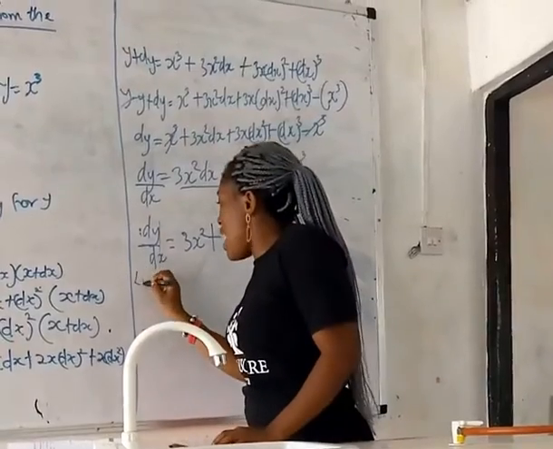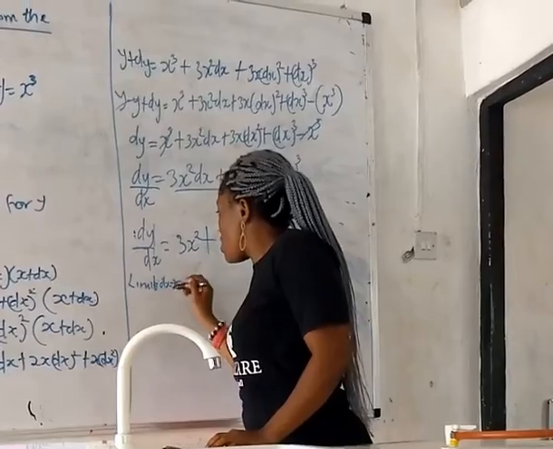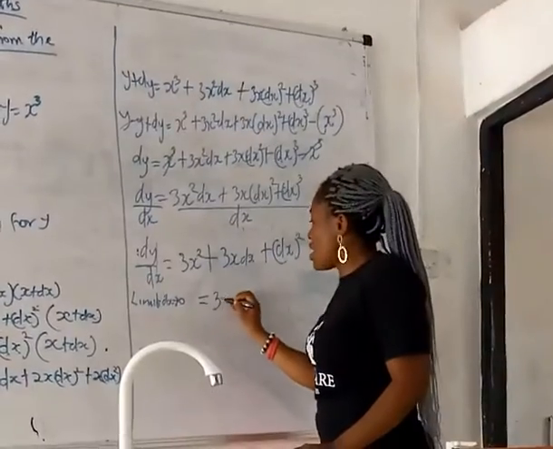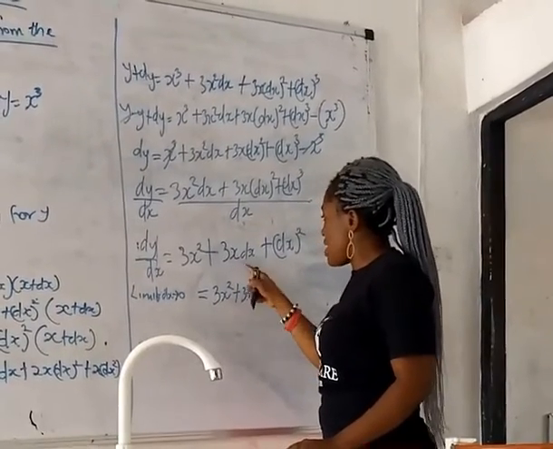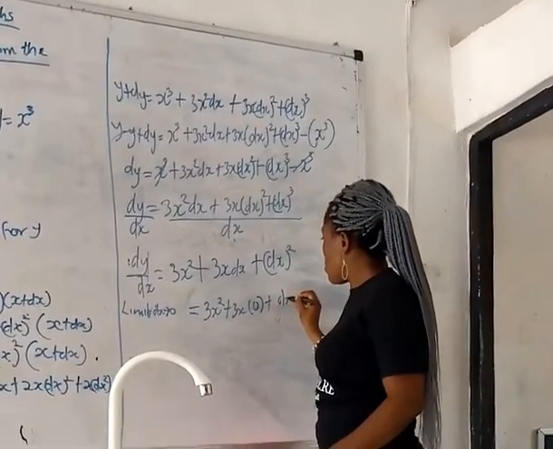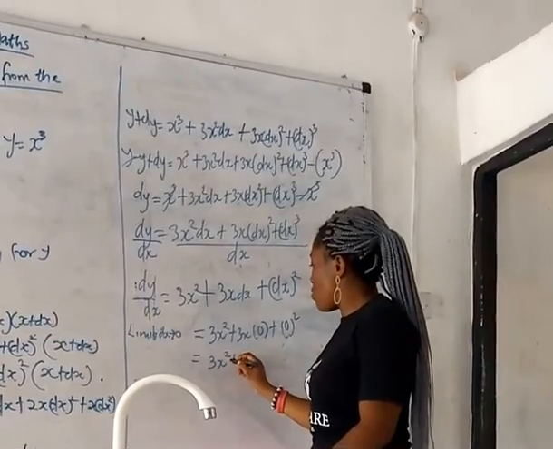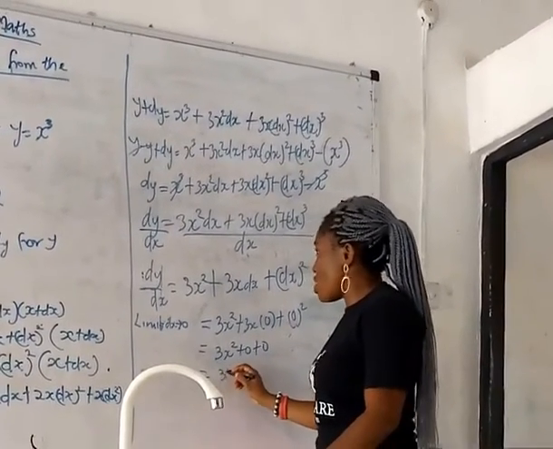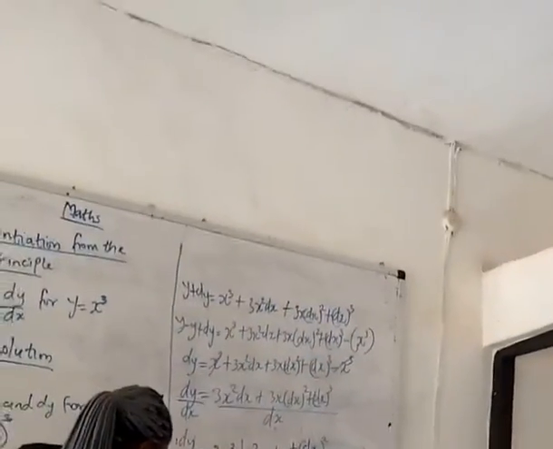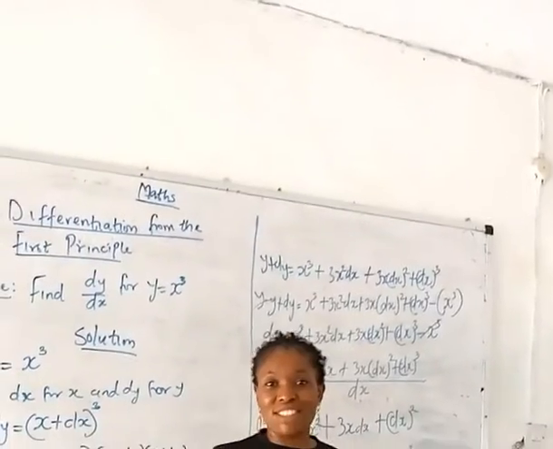Now you take the limit as dx tends to 0. That is to say, anywhere you see the dx, you put 0. So you have it equals to 3x squared plus 3x dx. So the dx changes to what? 0, plus 0 squared. So you have it 3x squared plus 0, which is equal to 3x squared. Therefore, dy/dx is equal to 3x squared. Thank you. See you next time.